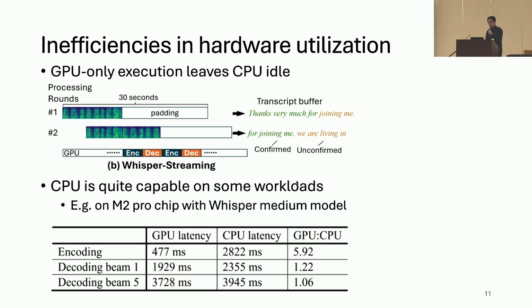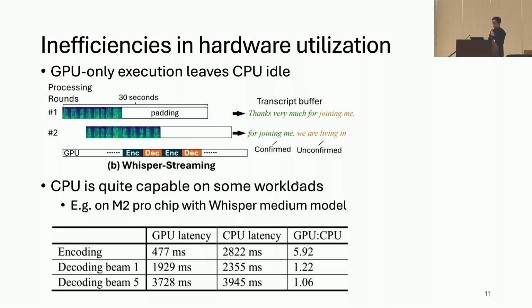And also, there are inefficiencies in hardware utilization. The Whisper streaming system, the sliding window audio buffer approach, is originally designed for the server-side GPU, so it runs on GPU only, and assumes the GPU is quite capable, and largely leaves the CPU idle.